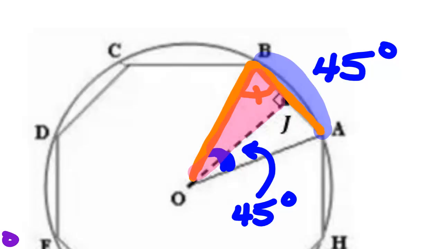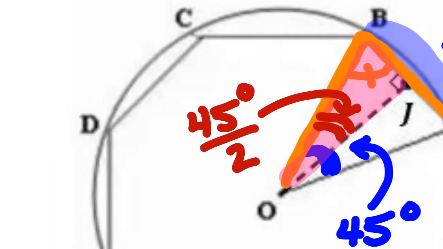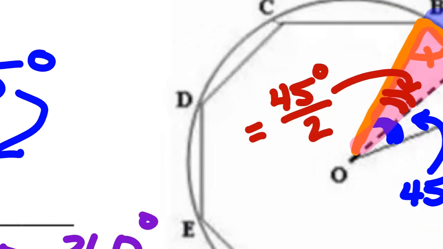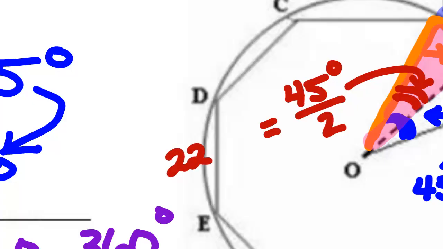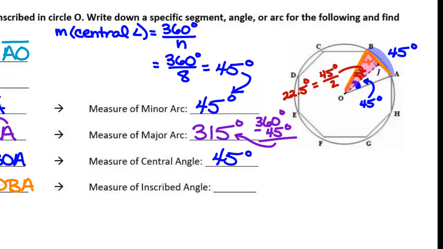This apothem is cutting this angle, BOA, in half. So this angle right here is half of 45 degrees. I would take 45 degrees and divide it by 2. What is half of 45? 22.5. Yes.